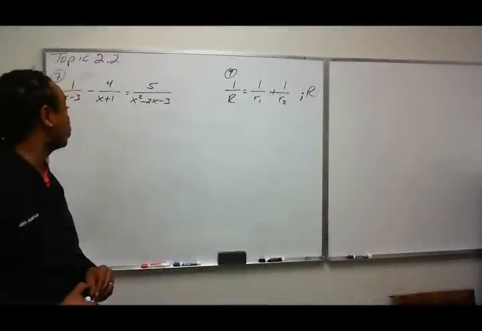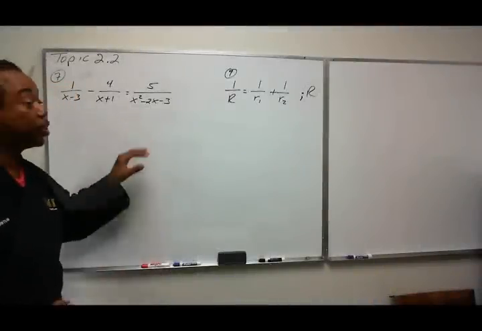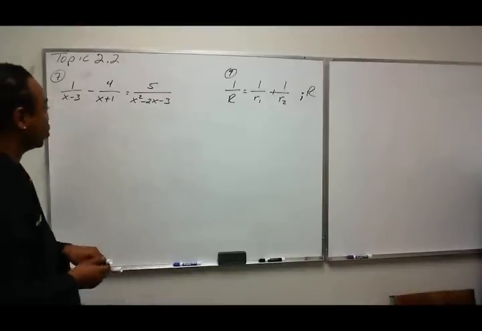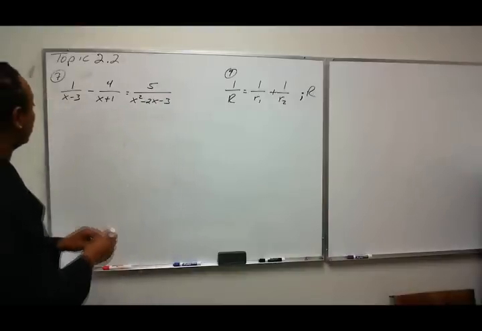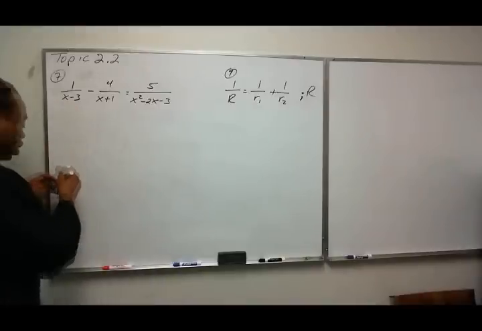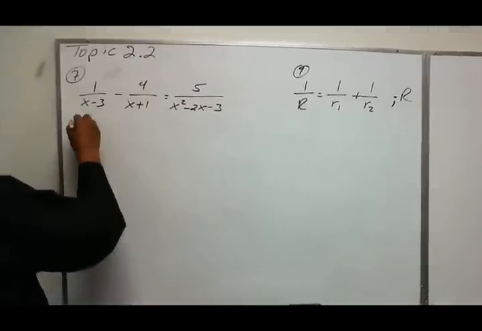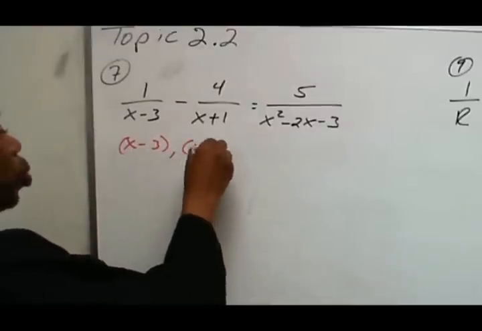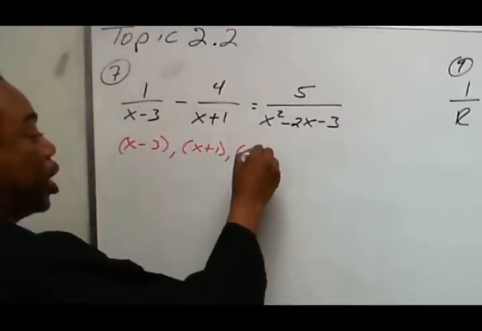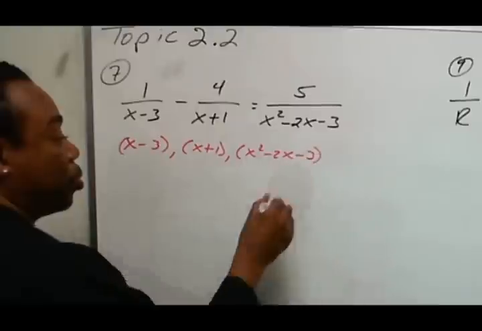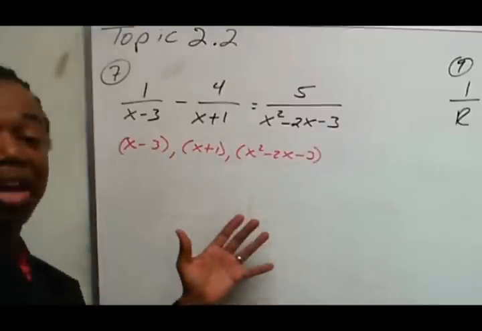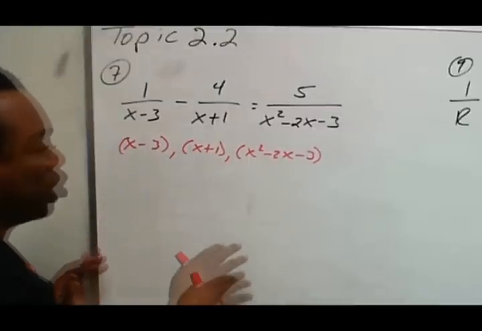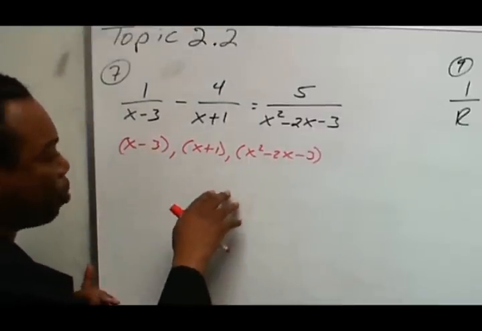Topic 2.2. We want to solve for x here. We're going to start by looking for the LCD to get rid of all the denominators. So let's write down all the denominators. The denominators are x minus 3, and x plus 1, and an x squared minus 2x minus 3. In order to find the least common denominator, LCD, all of these must be factored into primes.